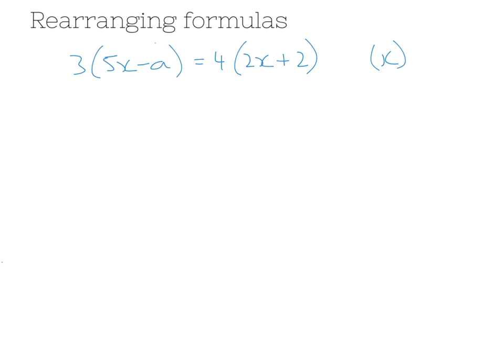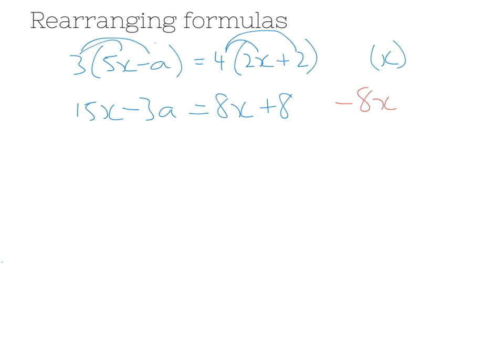In this equation we need to put it in the form x equals, and there's an x on the left and the right. So we start off by checking for common factors. There aren't any. So we expand the brackets. 3 times 5x is 15x. 3 times negative a is negative 3a. That's equal to 4 times 2x is 8x. 4 times 2 is 8. We need to move the 8x to the left, so we subtract it from the right and the left. We need to move that 3a from the left, so we have to add that 3a to get rid of the negative 3a.